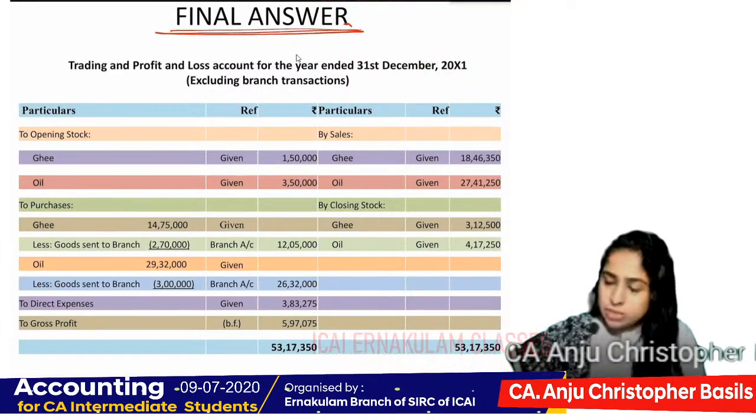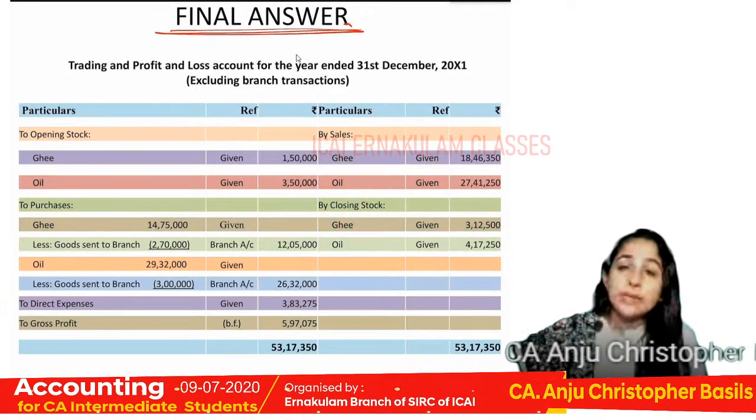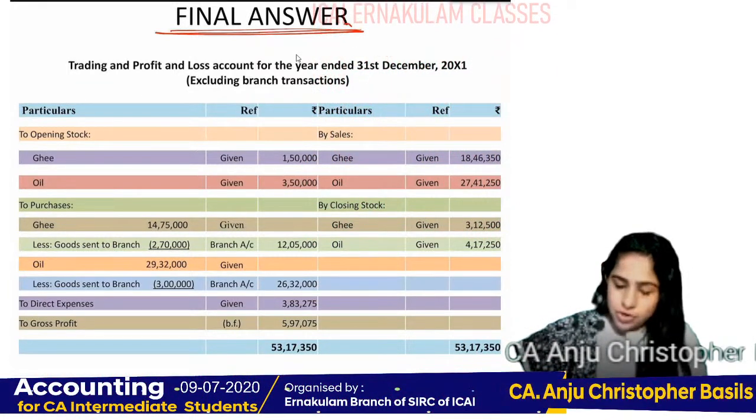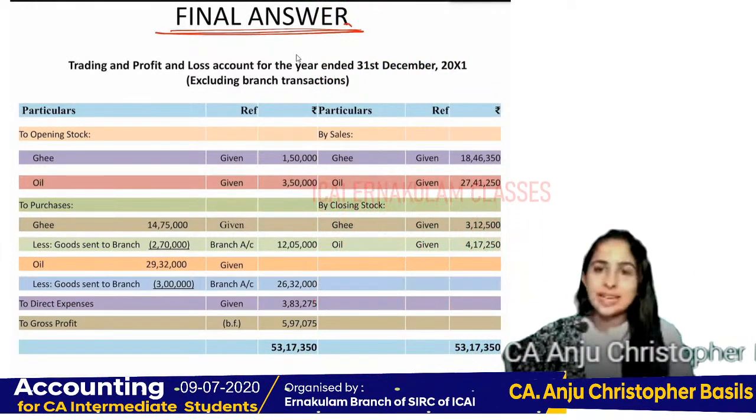So these both will give you the total depreciation. All right, depreciation on furniture and fittings and depreciation on plant and machinery. Furniture and fittings plus plant and machinery will give you the total depreciation. Are you getting it? Okay.